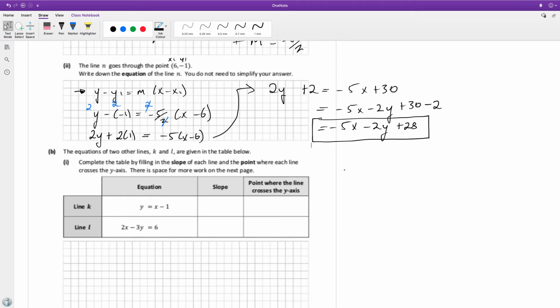Right. Anyone know what formula I'm going to use here when I have the equation of the line and I'm looking to do something to it? Anyone know where I can go look for it? Off you go.